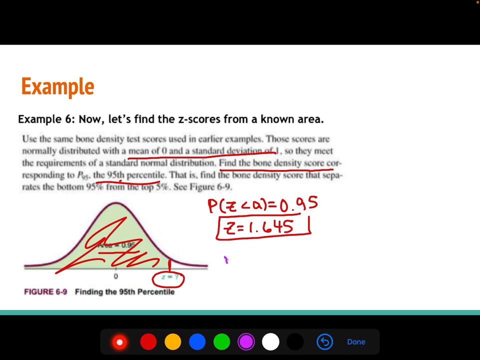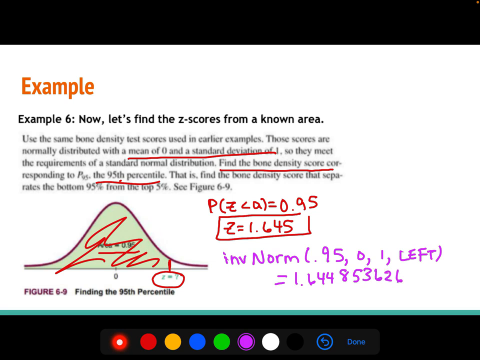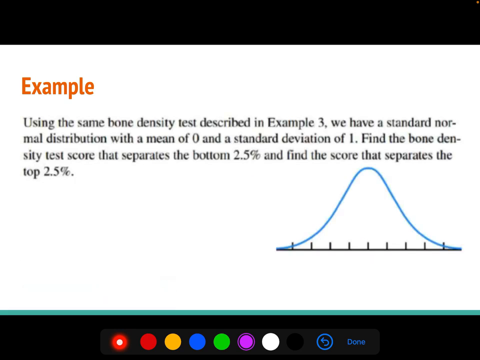Or if I want to use the calculator, which I prefer, since this is a normal distribution and we're going backwards, we call that the inverse norm. And our area is 0.95. Our mean and standard deviation are 0 and 1. And since we want what's to the left of it, we choose the word left. And look at this. It tells us what our z-score is using the calculator. So use whatever method you like to use. I prefer the calculator, but there are tables that you can use.